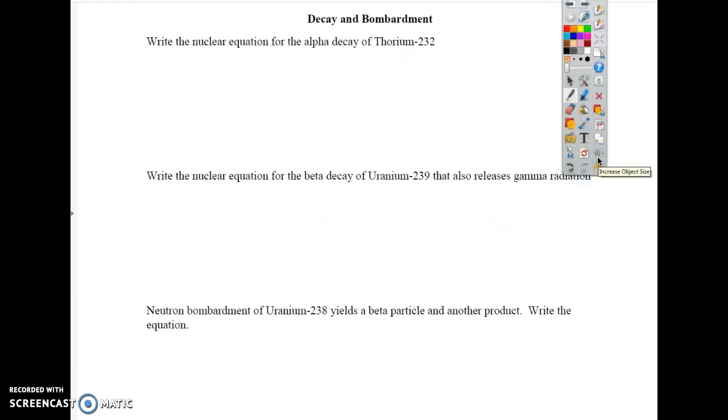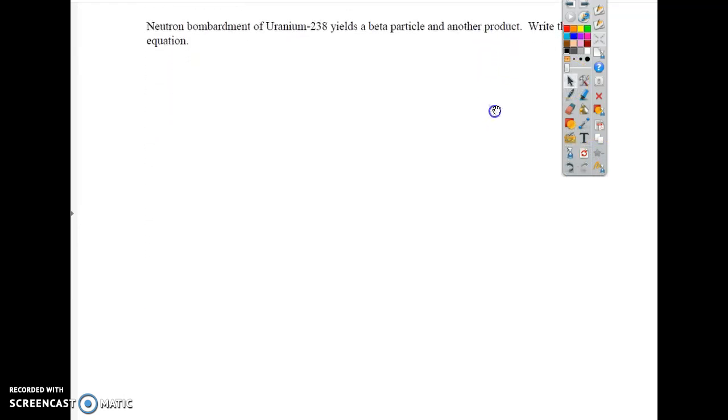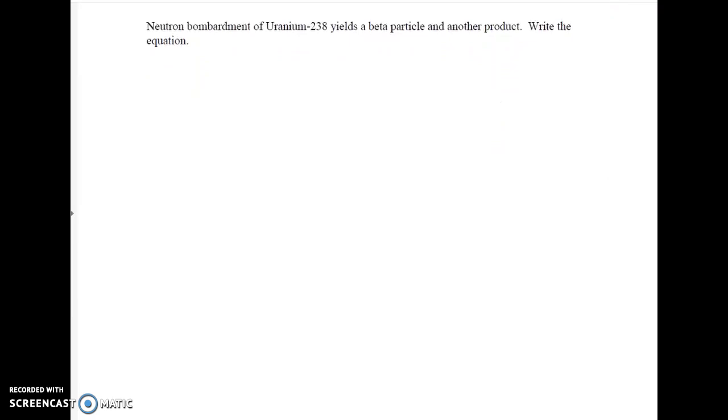Now, the next one down is a bombardment reaction. And this is going to be different. We would have to see some form of the word bombardment, or bombarded, or bombards, something like that. It's saying uranium-238 is being bombarded by a neutron. It's going to yield a beta particle and another product. A neutron has a mass of 1, but it has no charge, and it gets a lowercase n for the symbol.